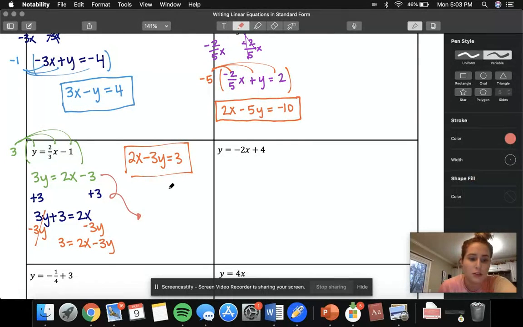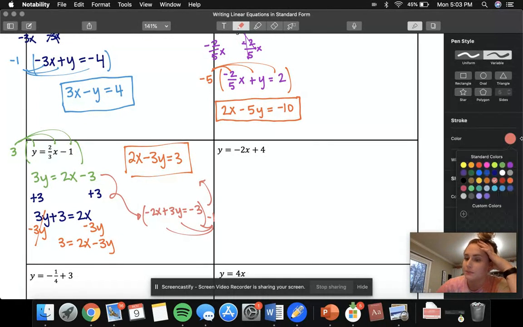If you like to do it the same way every single time, you could move this 2x over with subtraction, and then you would have negative 2x positive 3y equaling -3. And if you notice, that is very similar to this problem that we came up with originally. Basically, all the signs are flipped, and we would just multiply by a -1 to everything. This would become a positive, this would become a negative, and this would become a positive. So there's multiple ways of doing these problems. So you just have to kind of pick which way you like. Okay.